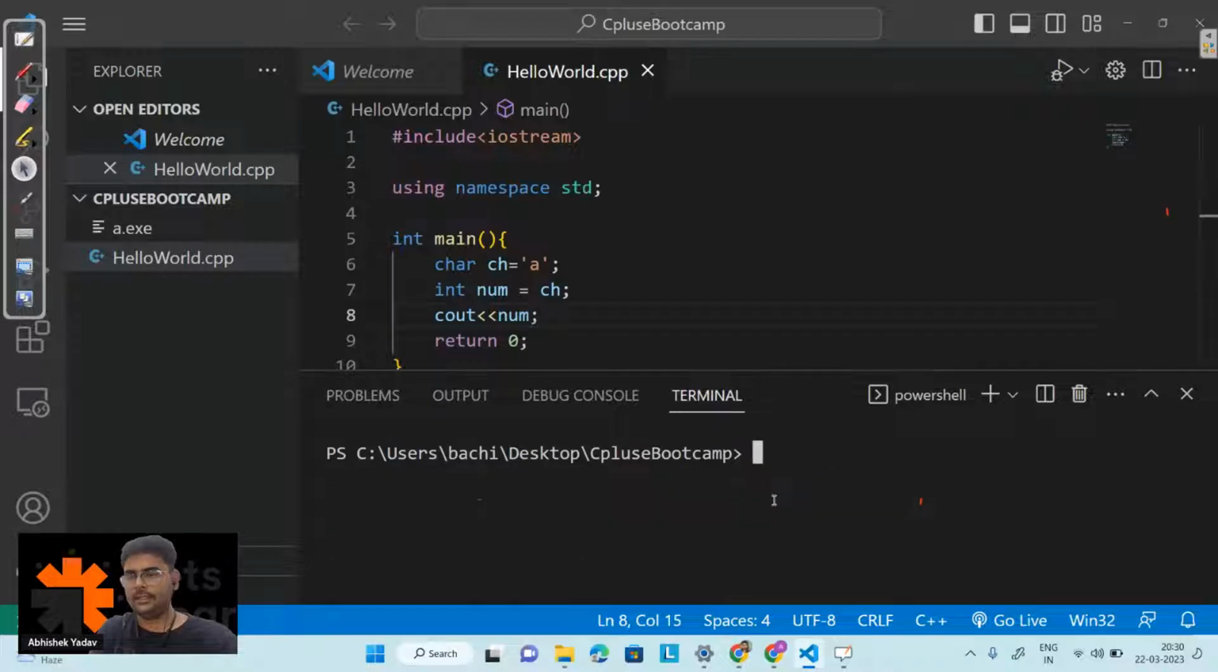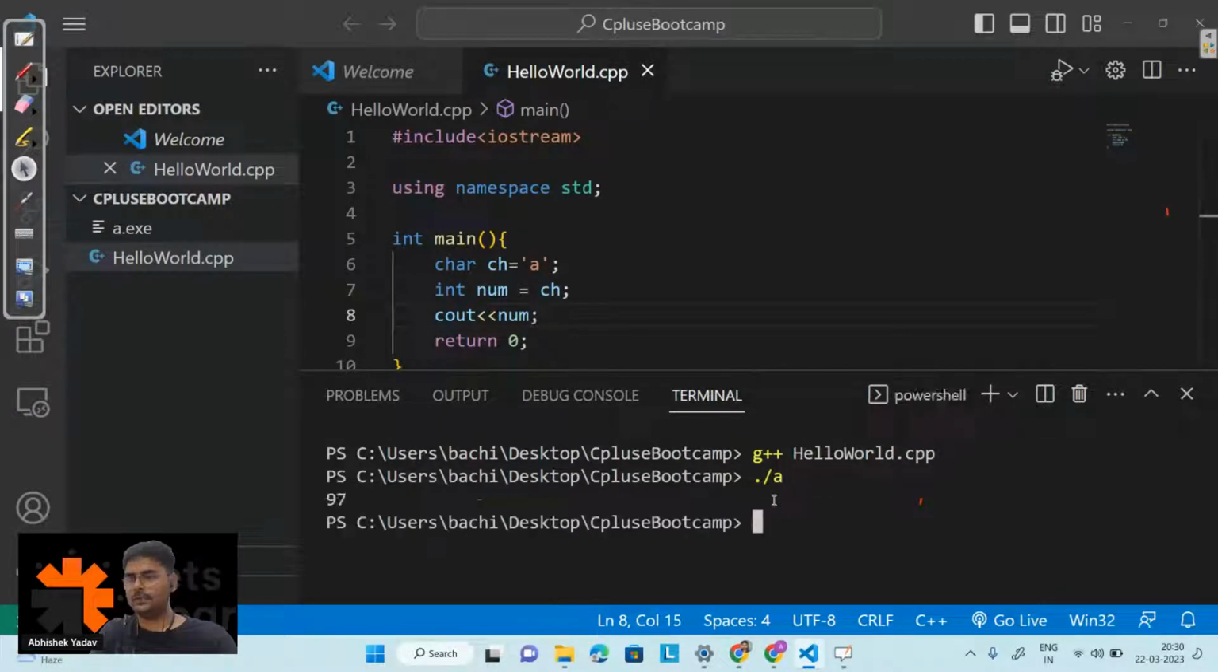Then here, let's run the code. This one. So we are getting 97, right? And this 97 is what, guys? This 97 is the ASCII code of character a. But why are we getting this ASCII code? Anyone in the chat, why are we getting this ASCII value on the output screen?